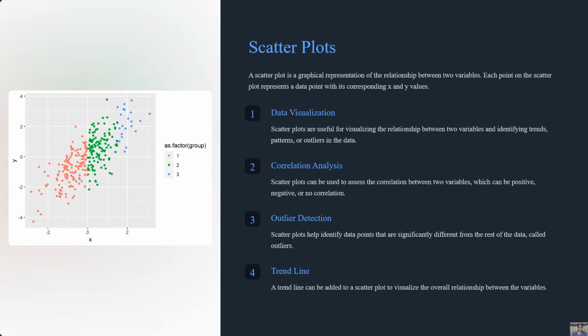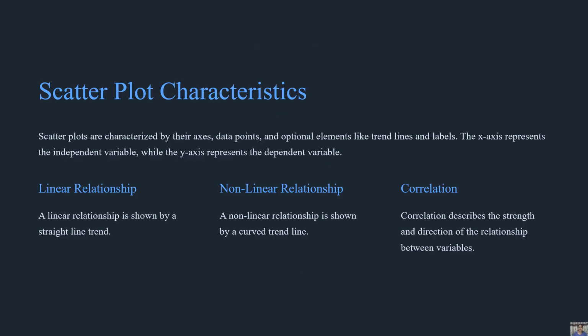negative, or no correlation. Outlier detection. Scatter plots help identify data points that are significantly different from the rest of the data, called outliers. Trend line. A trend line can be added to the scatter plots to visualize the overall relationship. Scatter plot characteristics. Scatter plots are characterized by their axes, data points, and optional elements like trend lines and labels.